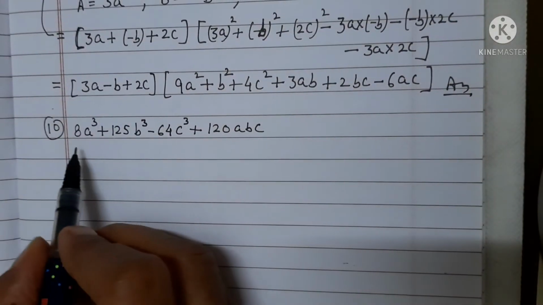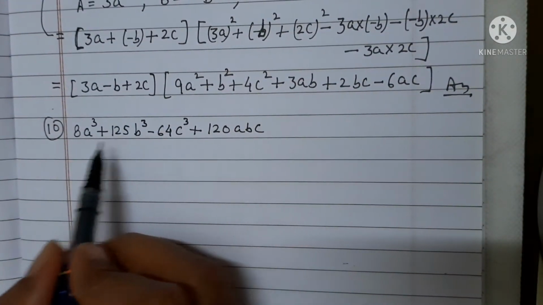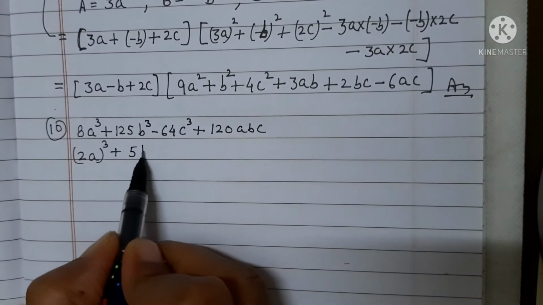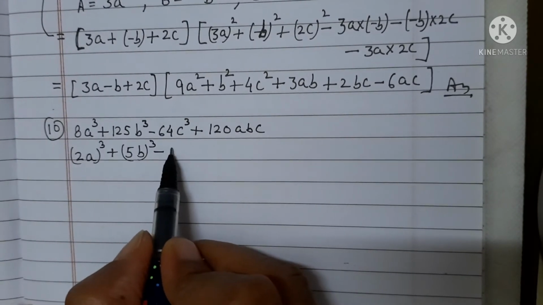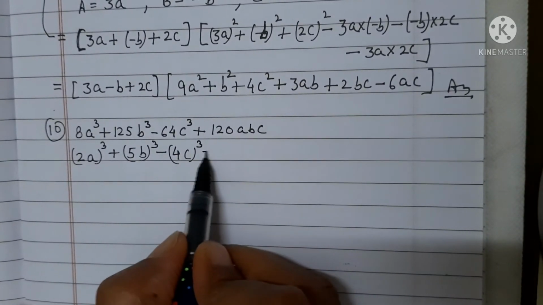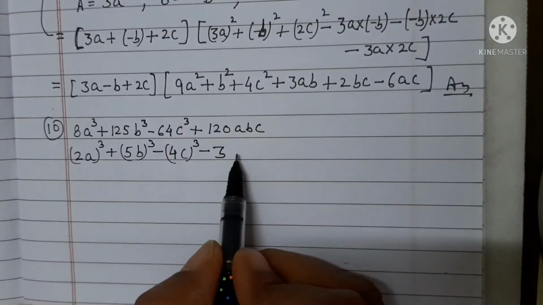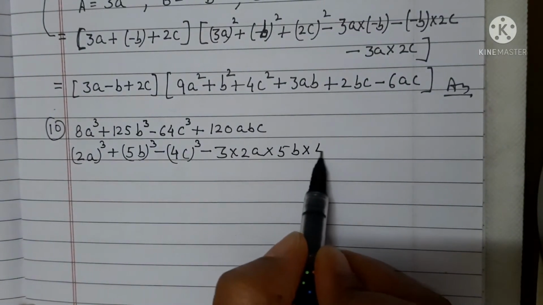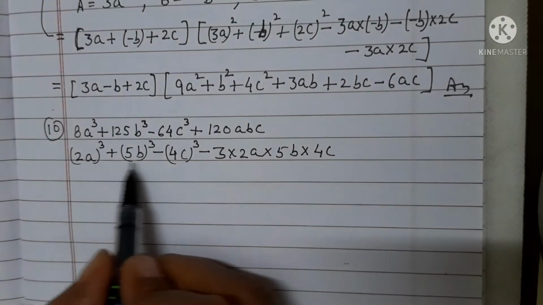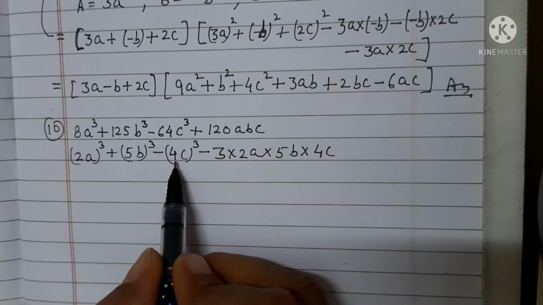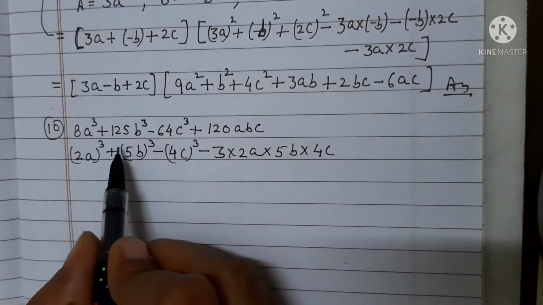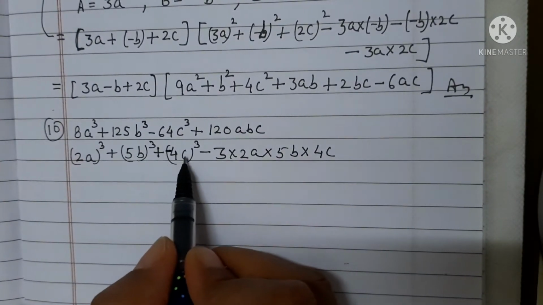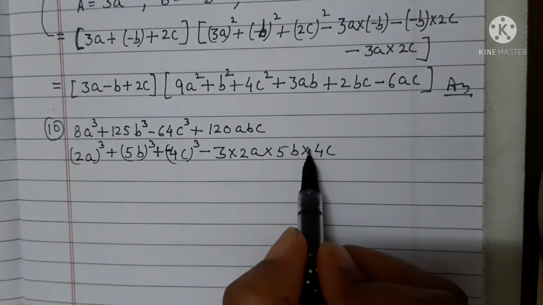Question number 10. You can write it in the form of (2a)^3 + (5b)^3 minus (4c)^3 minus 3abc into 2a into 5b into 4c. Let's say here a cube plus b cube plus c cube. Here for c cube you can put the sign plus and minus 4c whole cube. So right here minus 4c.